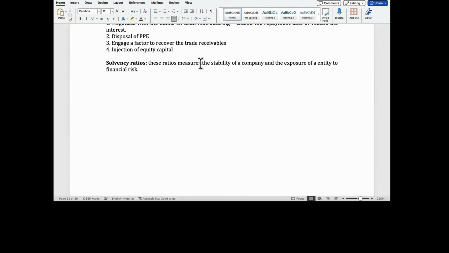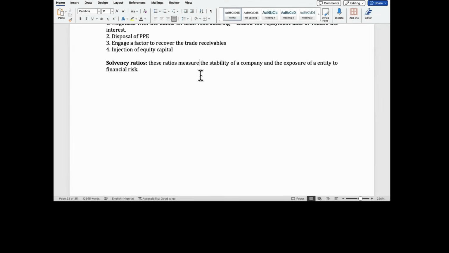So this looks at, is this company stable? Are they exposed to financial risk? Financial risk is a serious risk. It's a very serious risk. So can anyone tell me what financial risk is?